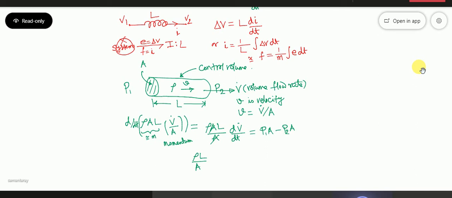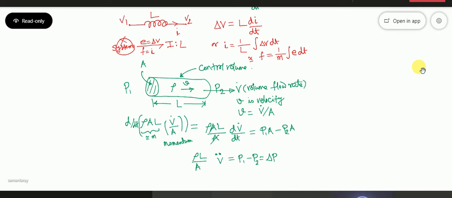So I can write rho L by A times V double dot equal to P1 minus P2, equal to delta P. So here, this is dF by dt. This is my equivalent mass parameter. This side, this delta P is E. So E is equivalent to delta P in hydraulic domain.